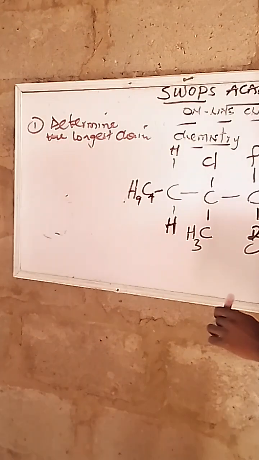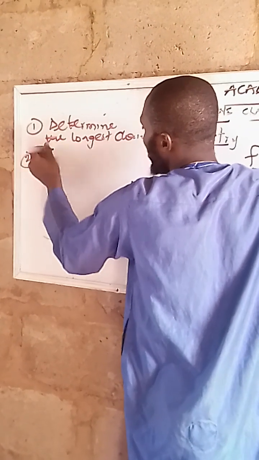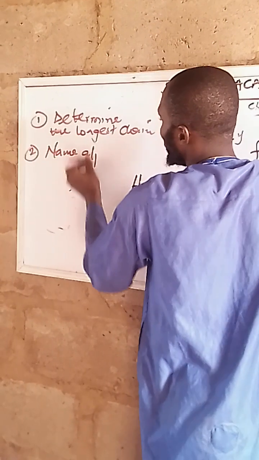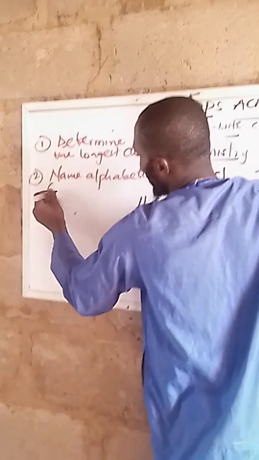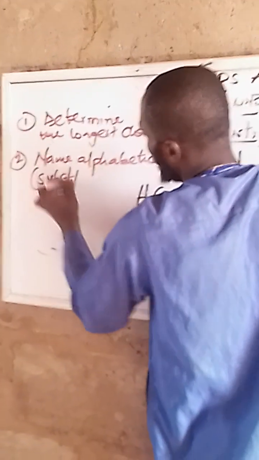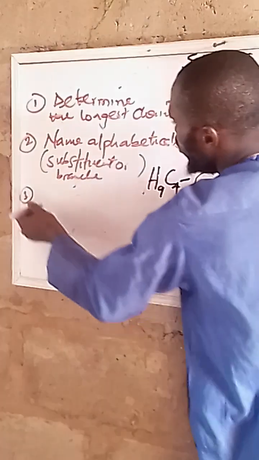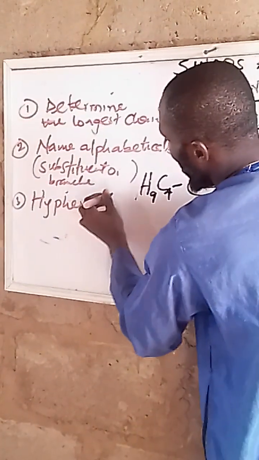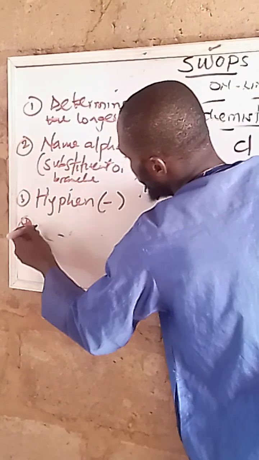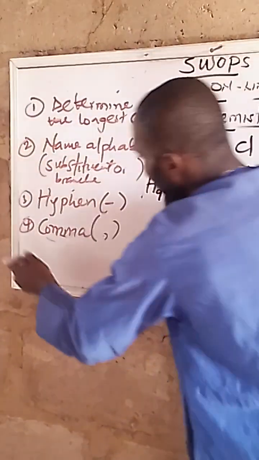How do we do that? Then rule 2 states: naming alphabetically. Are we together? When I say naming alphabetically, I mean naming the substituents, or branches. Then rule 3 states: the use of I-beam. Please, let's try and note that. This is I-beam. And rule 4 states: the use of comma.